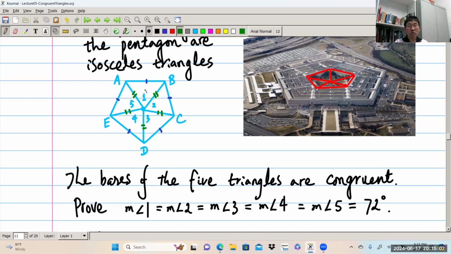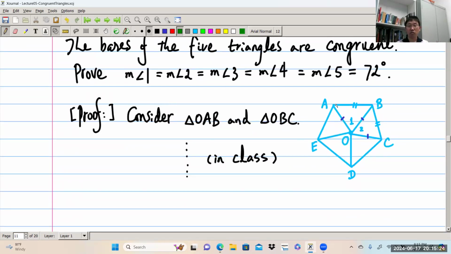If you take 2 triangles out of these 5 triangles, which relation must these 2 triangles satisfy? Let's take out 2 triangles, for example triangle ABO and triangle BCO. I want to prove angle 1 and angle 2 are congruent angles. By your good sketching here, you can speculate that these two triangles must be congruent triangles. Can you prove that?